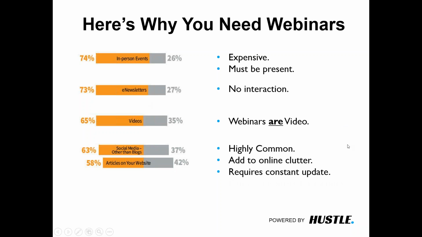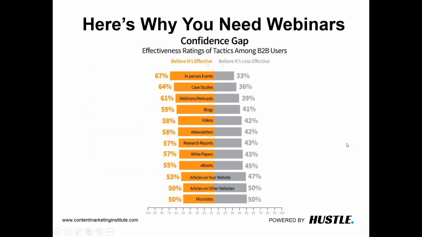Also, articles require constant updates, and you cannot automate them for income. You can automatically post articles, you can do that, but using webinars is very, very effective.